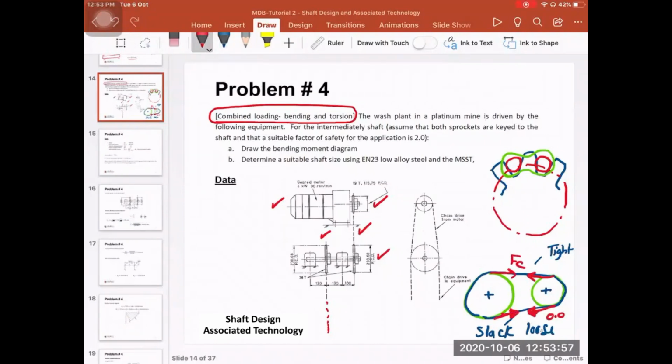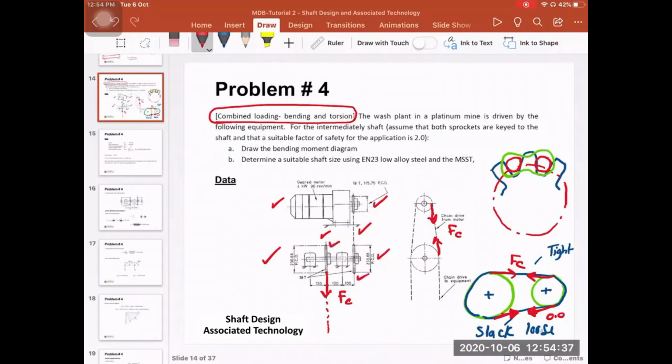Right, so this is the idea, guys, about the chain. For the chain here, we have tension on one side and tension here, and these two forces are equal and opposite. And then again, for the sprocket in the middle here, we have tension here as well. So we need to consider these forces. For the intermediary shaft, which is this one here, assume that both sprockets are keyed to the shaft. So these are the two sprockets that we are talking about.